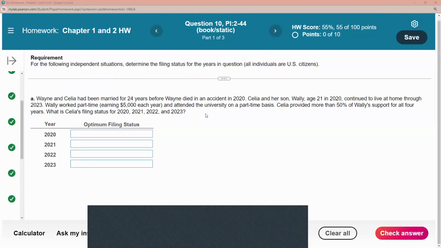So it states, Wayne and Celia had been married for 24 years before Wayne died in an auto accident in 2020. Celia and her son, Wally, aged 21 in 2020, continued to live at home through 2023. Wally worked part-time, earning $5,000 each year, and attended the university on a part-time basis. Celia provided more than 50% of Wally's support for all 4 years. What is Celia's filing status for 2020, 21, 22, and 23?